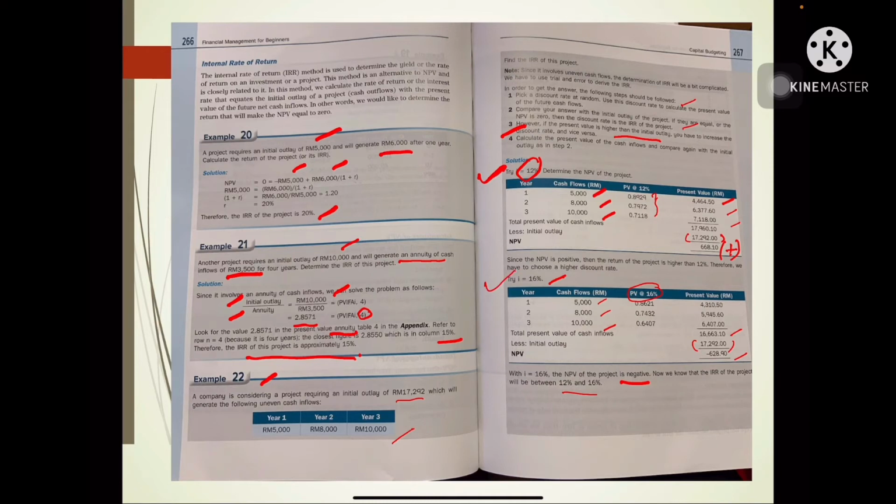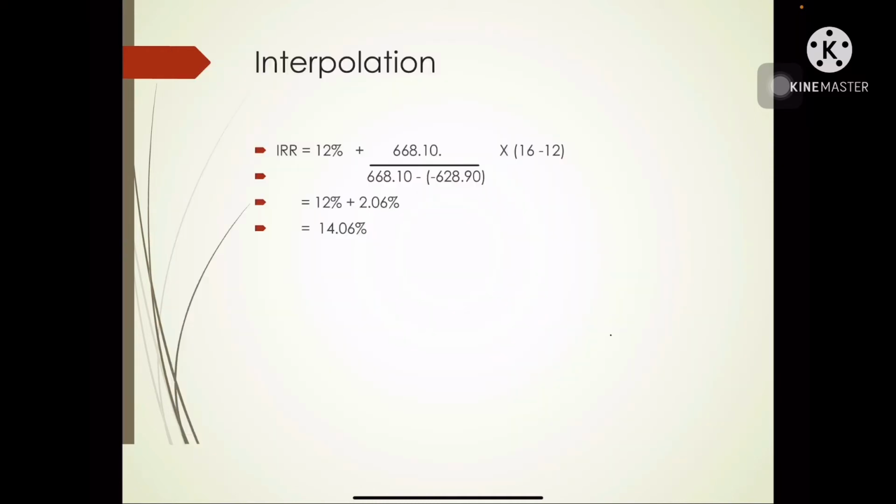So now we can do our interpolation. For the IRR, we take the positive percentage, and then we take the positive value, and then the positive value minus the negative value. After we minus the negative, it becomes plus, and this is the highest value minus the lowest value. So 12% plus 2.06 will give you the IRR of 14.06.